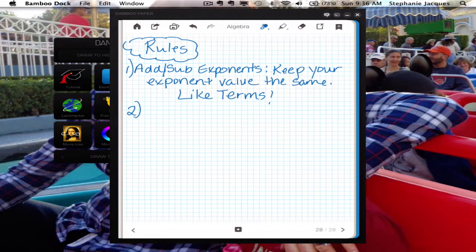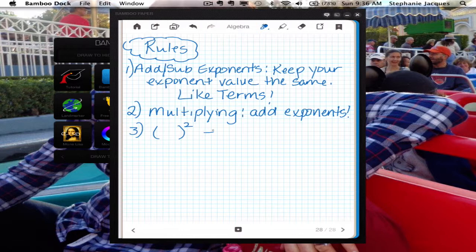Our second rule is if you're multiplying with exponents, you just add your exponents. If you have parentheses with exponents, and you have an exponent inside, you multiply your exponents.